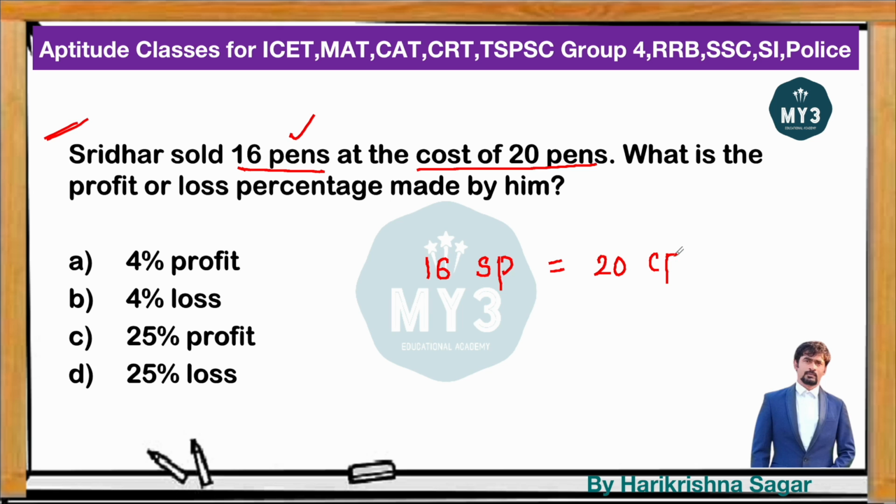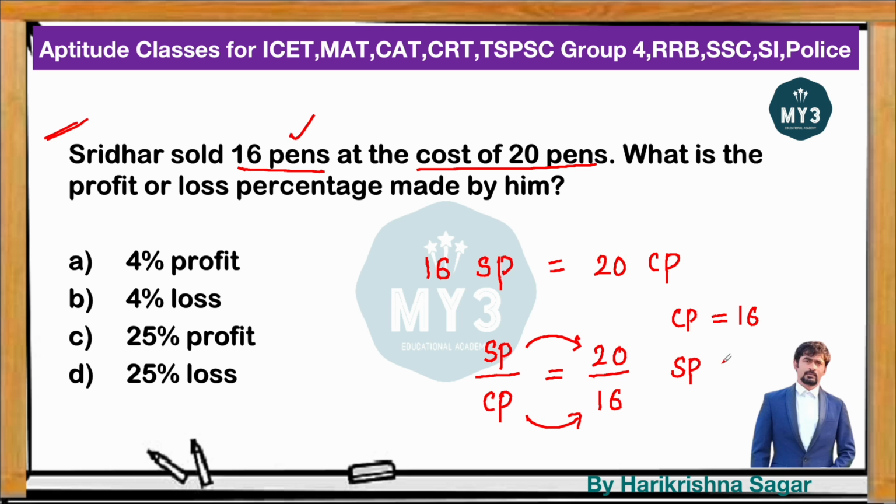20 pens cost price. From this data, we can comfortably write selling price by cost price. I brought the cost price to this side, and 20 divided by 16. I brought 16 to this side because it's multiplying here; here it will divide. Now you are comfortably able to understand that the cost price of the article is 16 rupees. Just compare the numerator and numerator, denominator and denominator. Selling price of the article is 20 rupees. Cost price is 16, selling price is 20.